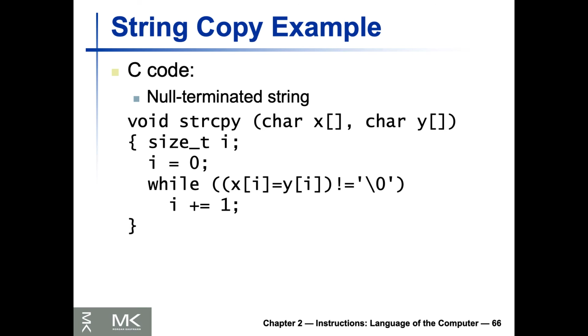So the way we can implement it in C is we start from i = 0, while x[i] equals y[i]. I mean, while this condition is not hitting the null character, which is 0, we're going to continue. Okay? So now let's see how we're going to implement this in RISC-V.